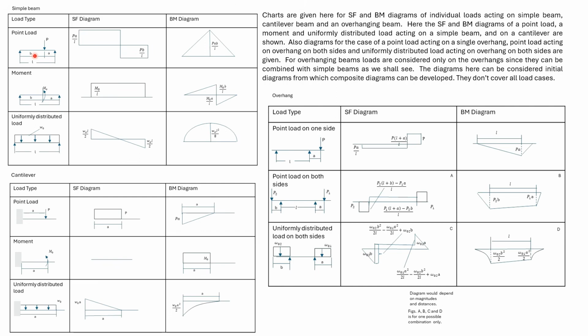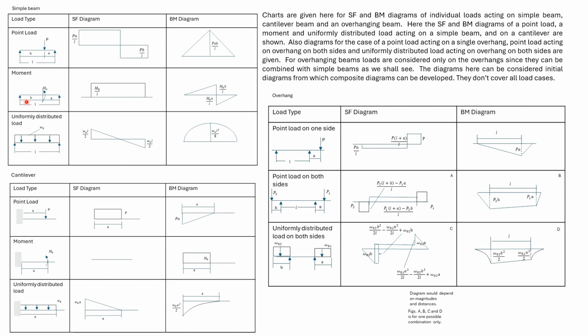So here we have a beam subjected to a point load. The shear force diagram will be as shown here. Pa divided by L and Pb divided by L are the reactions at the two ends. This is the shape of the bending moment diagram, and the maximum ordinate is Pab divided by L.